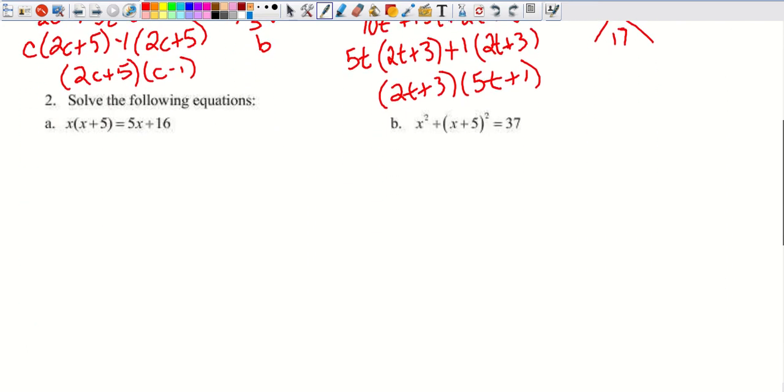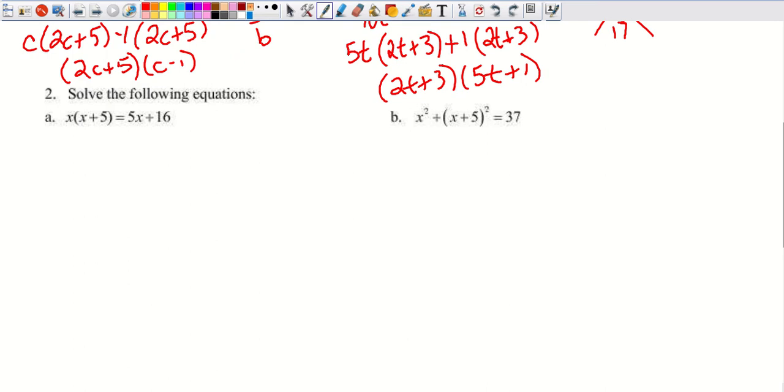So, solving the following quadratics. Remember, get standard form. So get everything on one side.